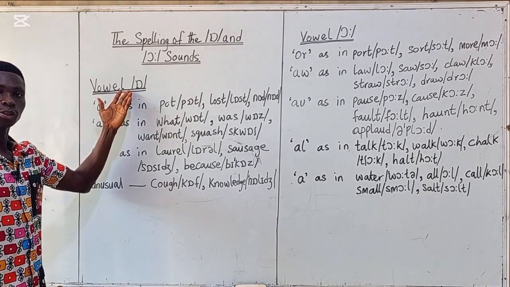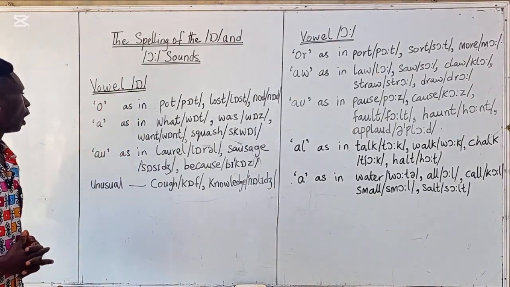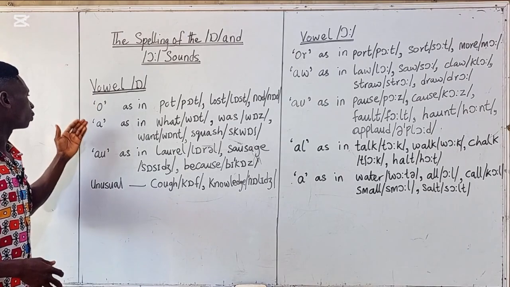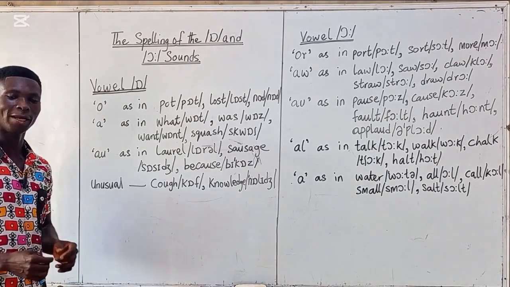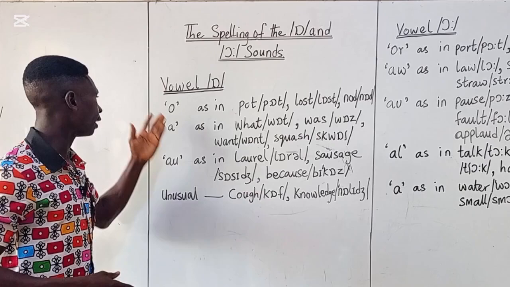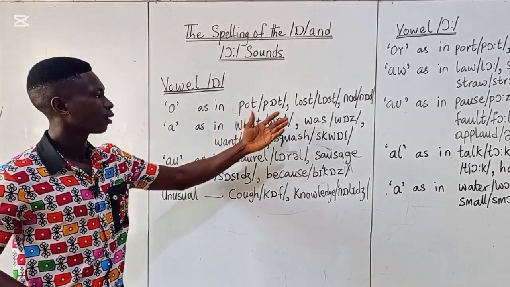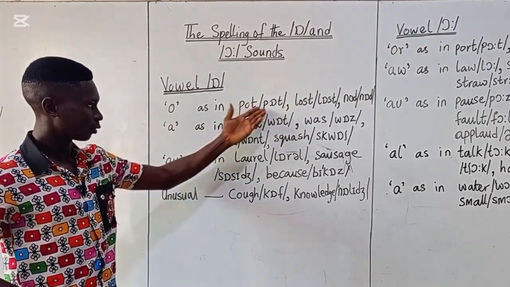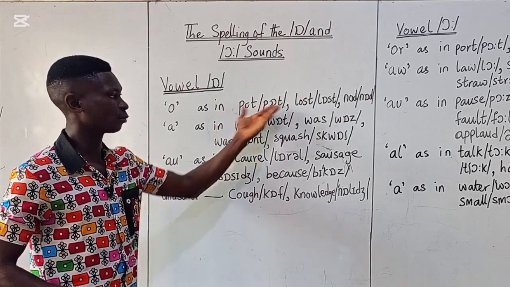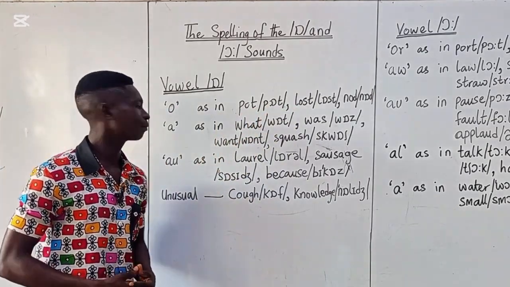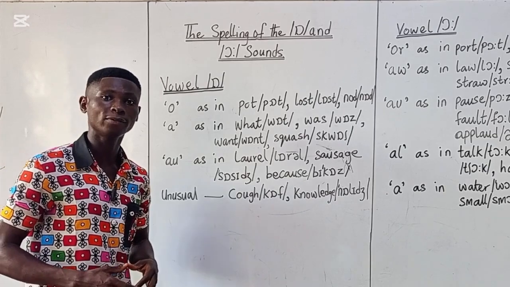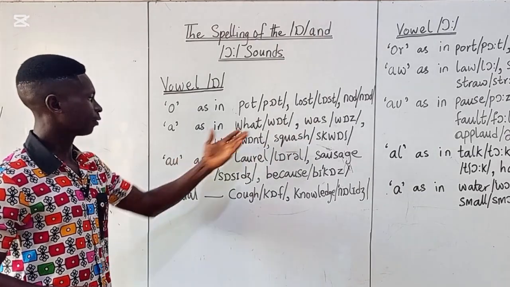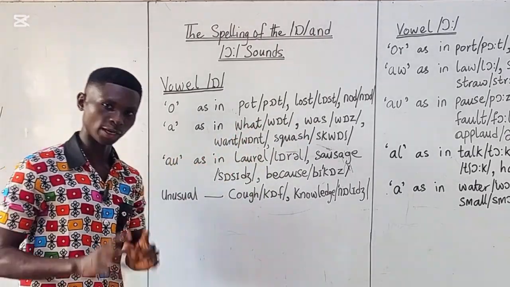This is the short O sound. Considering the short O, we have the following letters or graphemes representing the sound, ranging from letter O to A to AU and the unusual spelling. All right, so let's begin with the letter O. We have pot, lost, not. So where we have letter O in these words, we have the short O sound. So look at the transcription and get to know how to transcribe these words and also how to pronounce them correctly. Also, we have letter A as the spelling of the short O sound in words like what, was, want, squash. So in place of the letter A in these words, we have the short O sound.